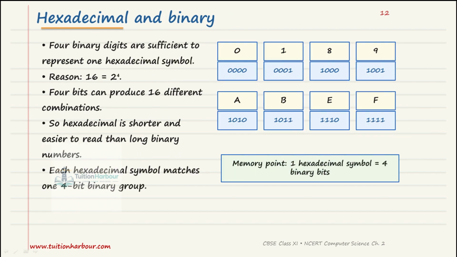One hexadecimal symbol can be represented by 4 binary bits because 16 equals 2 to the power 4. For example, A is binary 1 0 1 0 and F is 1 1 1 1. So one hexadecimal symbol uses 4 bits.